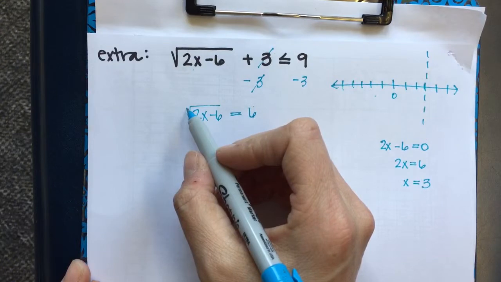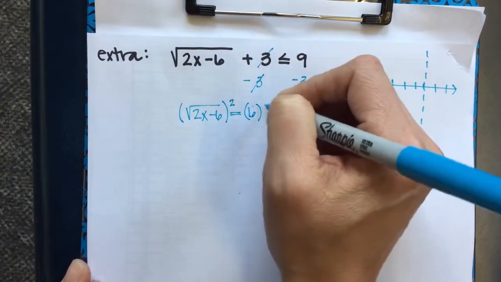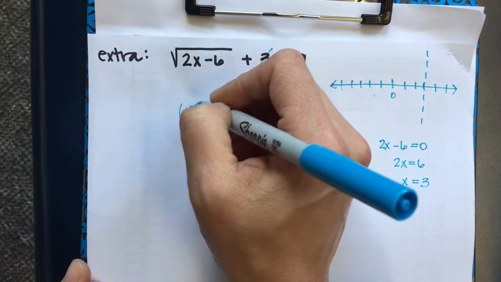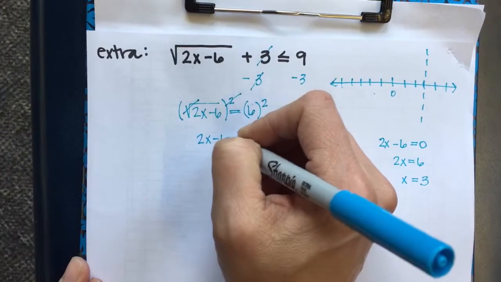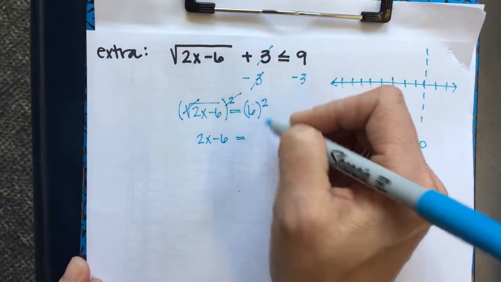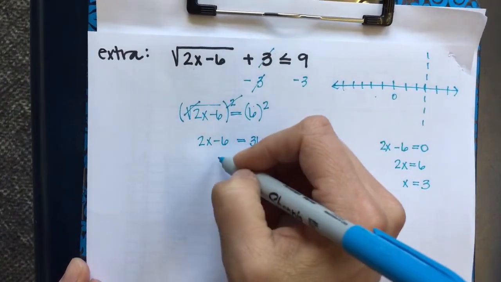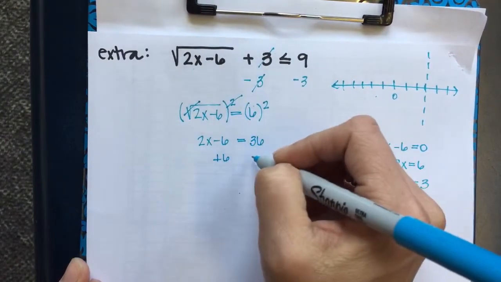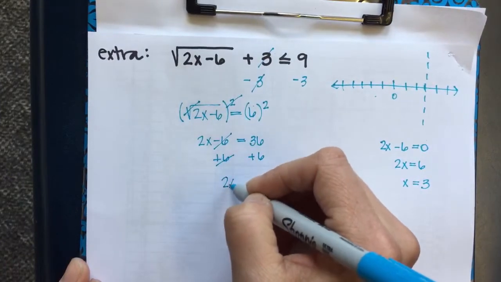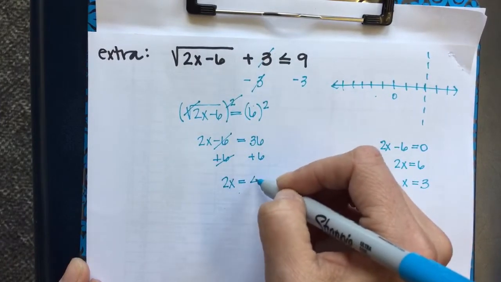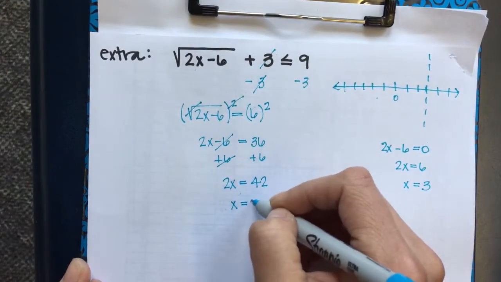To cancel out a second root, we use the second power. So square root, squared, cancel. You get 2x minus 6. And then 6 squared is 36. So we need to add 6 to both sides and divide by 2. So x equals 21.